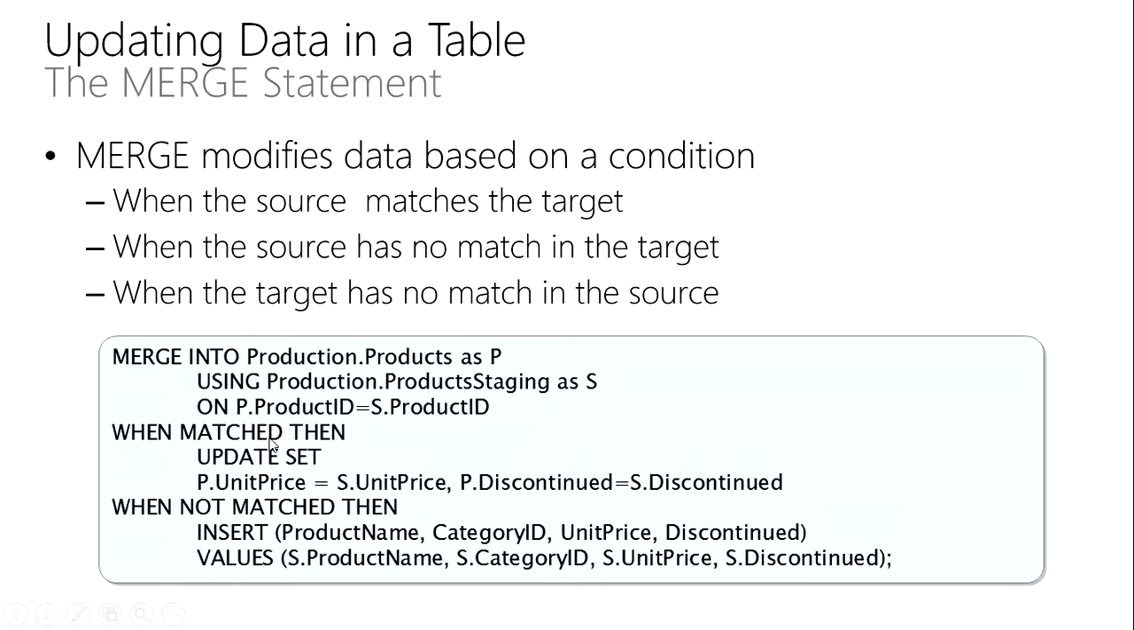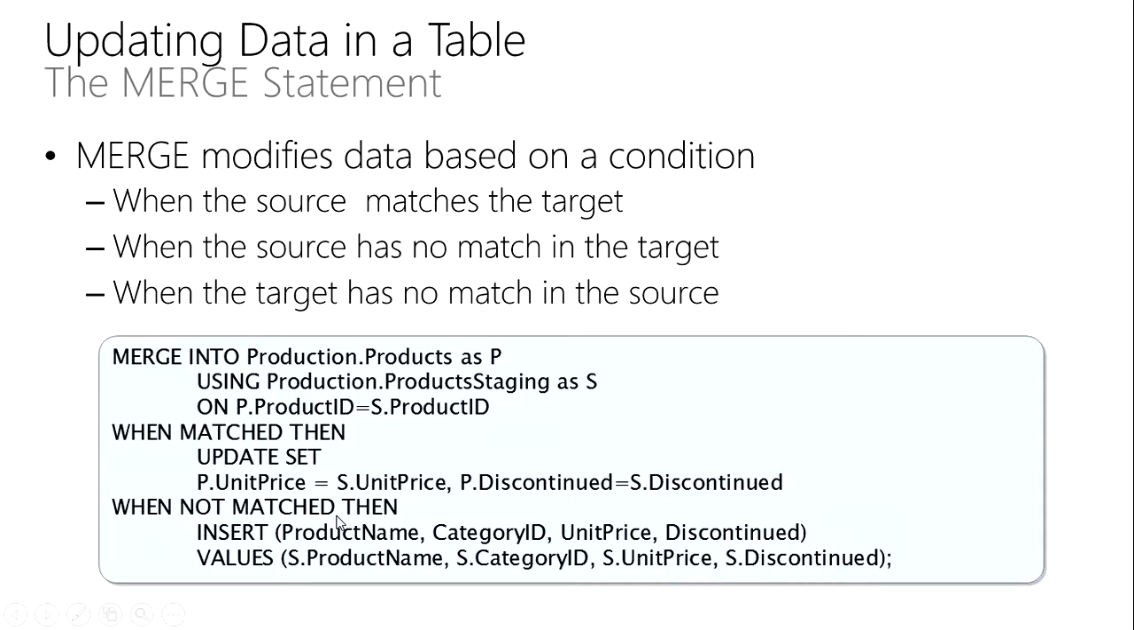When they're matched, in other words, when the product ID in the source is equal to a product ID in the target, then I want to update. And notice I don't have to say which table I'm updating because that's implied by the merge. So I just want to update, and I want to set the unit price in the target equal to whatever the unit price is in the source, and set discontinued equal to whatever discontinued is in the source. So I'm taking the values in the source and updating the target to use those values.